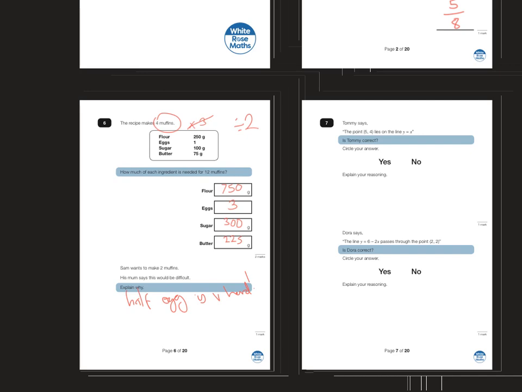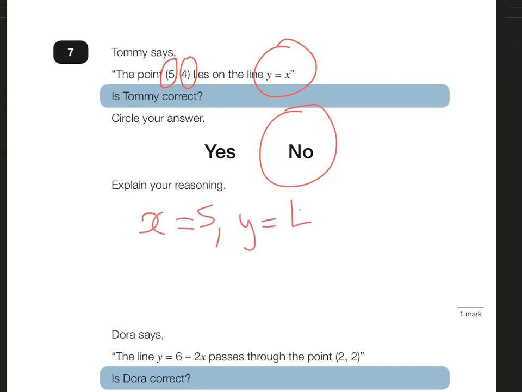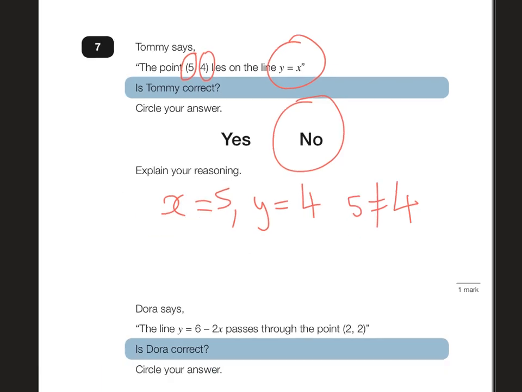Okay. Number 7. Tommy says that the point (5, 4) lies on the line y equals x. Well, no, it can't, because y equals x. Y has to be the same as x, and x and y are different. X equals 5, y equals 4, 5 does not equal 4. Y has to equal x. They don't.